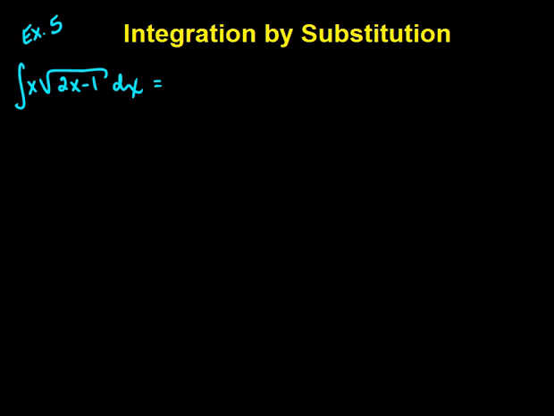In this example, we have a situation that's fairly similar to the previous one. We have the integral of x times the square root of 2x minus 1 dx. In the previous example, we just had the integral of the square root of 2x minus 1 dx. We still have a function composition, and 2x minus 1 is the inside function, so we're going to let that be our u. Taking the derivative of that and rewriting it in differential form, we get du equals 2 dx.